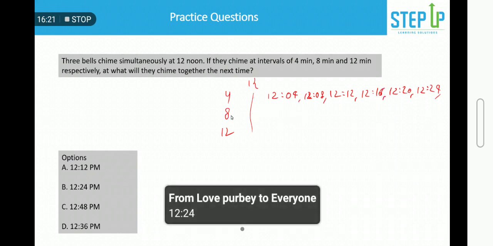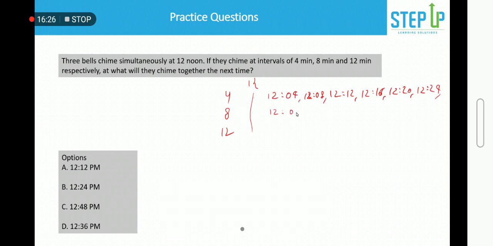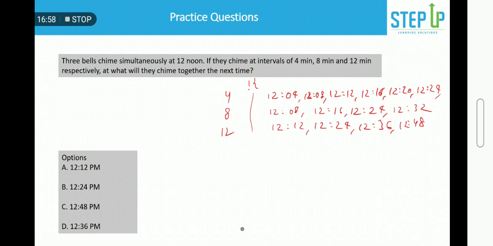Now what will the bell of 8 minutes do? It chimed at 12, so it will chime at 12:08, then 12:16, then 12:24, then 12:32, and so on. Similarly, for the one which chimes every 12 minutes, it chimed at 12, and then 12:12, 12:24, 12:36, 12:48, and so on. So they are asking, when will they chime together the next time?